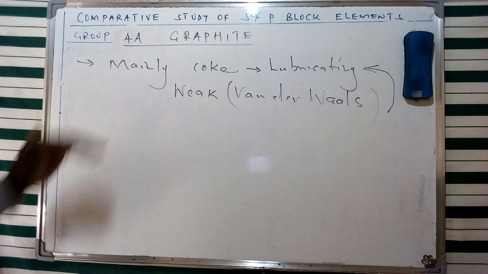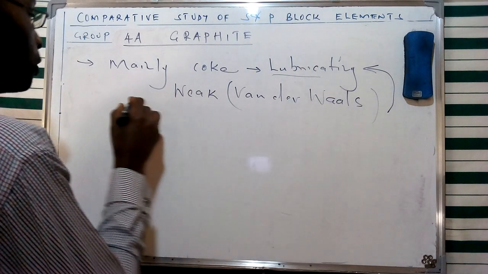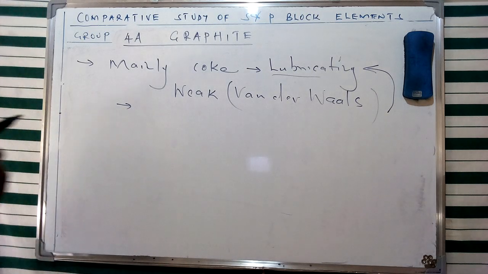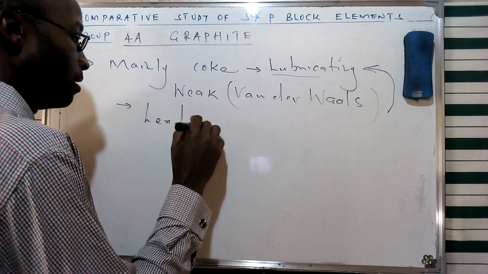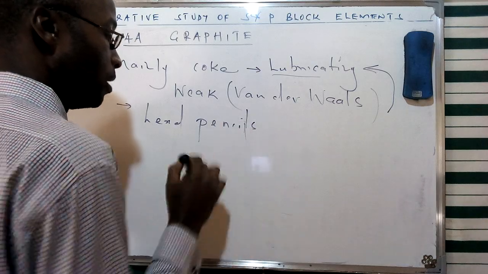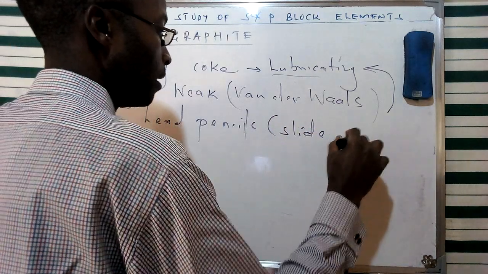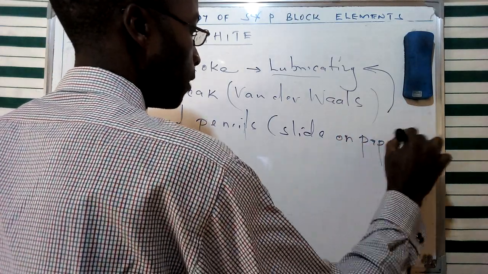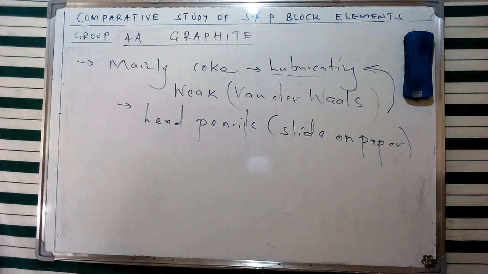Among the specific applications of the lubricating property, it is also applied as part of the stationery, in the pencils that we use in writing. So the lead pencils, which we use in our day-to-day applications, can slide on paper conveniently, and that is one of the ways in which we see graphite being applied.